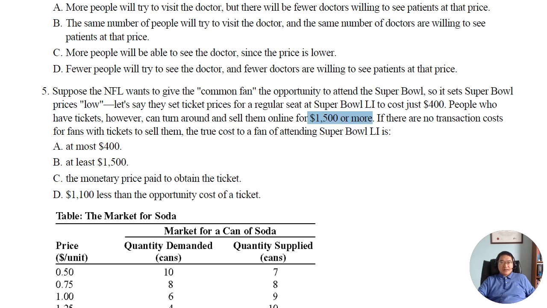Now, does D make sense? It doesn't make sense at all, because $1,100 is actually $1,500 minus $400, which is a kind of accounting profit for the people who obtained the ticket at $400. But what D says is that the true cost to a fan of attending the Super Bowl is $1,100 less than the opportunity cost of a ticket.